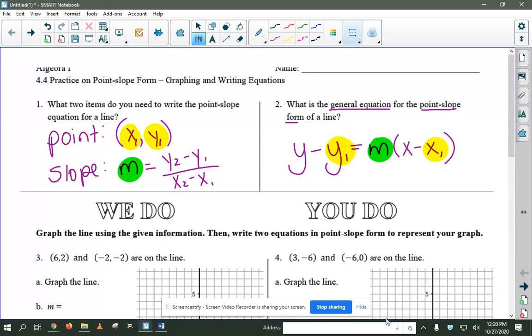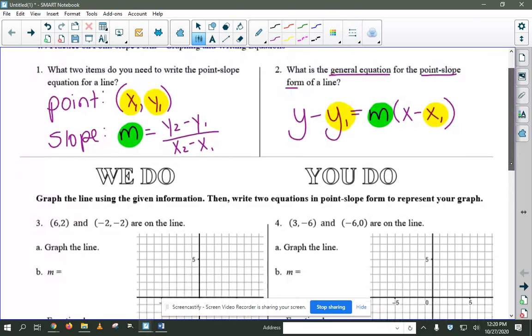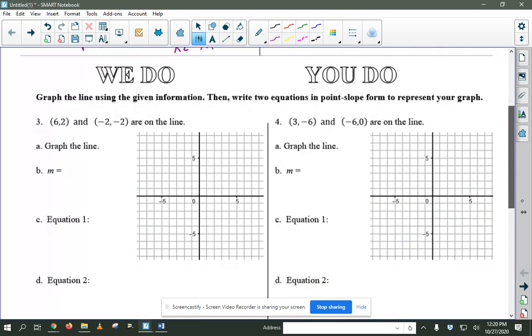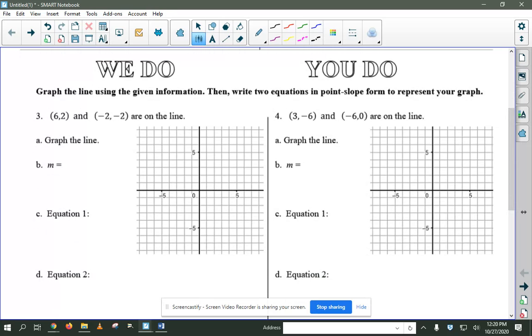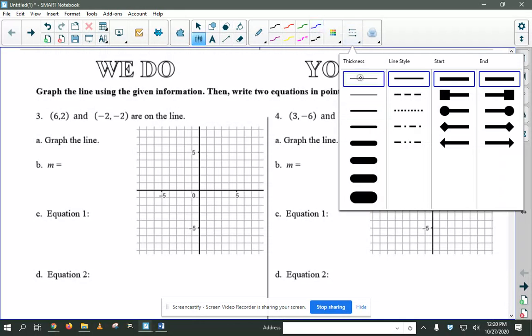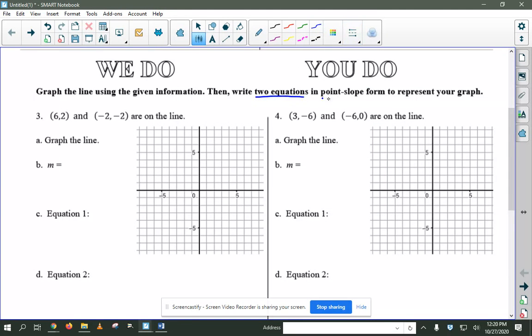Okay, so again, I'm going to do the we do problems, and then you're going to go back and do the you do problems. It says graph the line using the given information. Then write two equations in point slope form to represent your graph. Okay, so in problem 3, I have 2 points. Here's my first point, 6, 2.